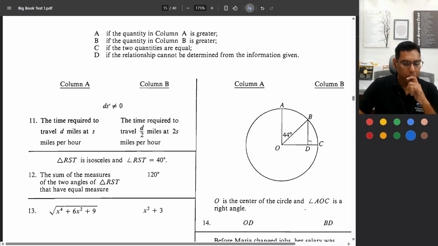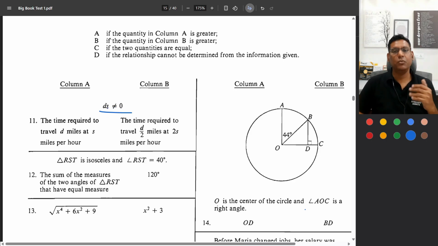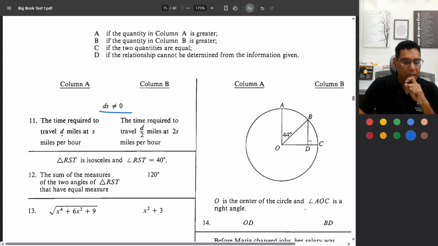Time required. Okay, ds is not equal to 0. All right, I don't know what d is. I don't know what s is. Fine, ds is not equal to 0. What does that mean? That means none of these individually: d is not equal to 0 and s is also not equal to 0. Okay, the time required to travel d miles at s miles per hour.